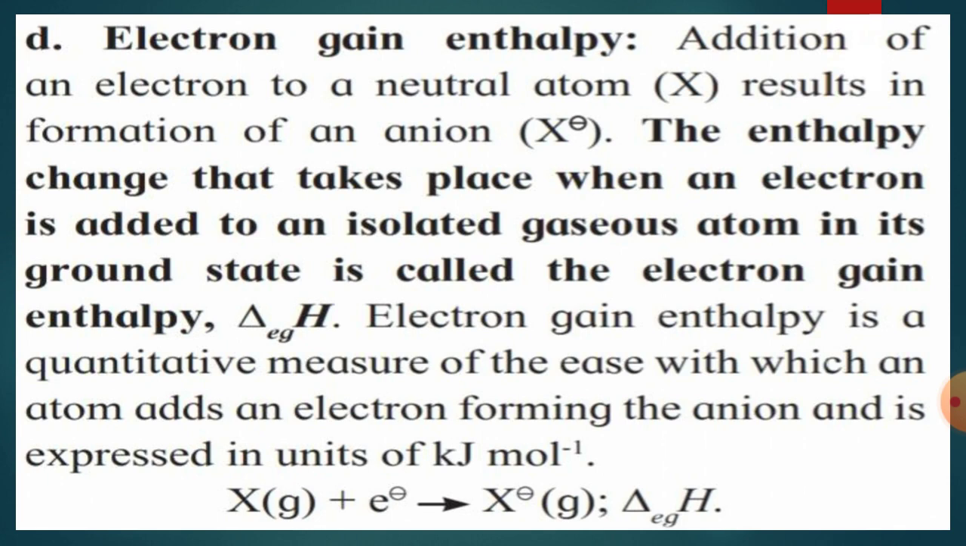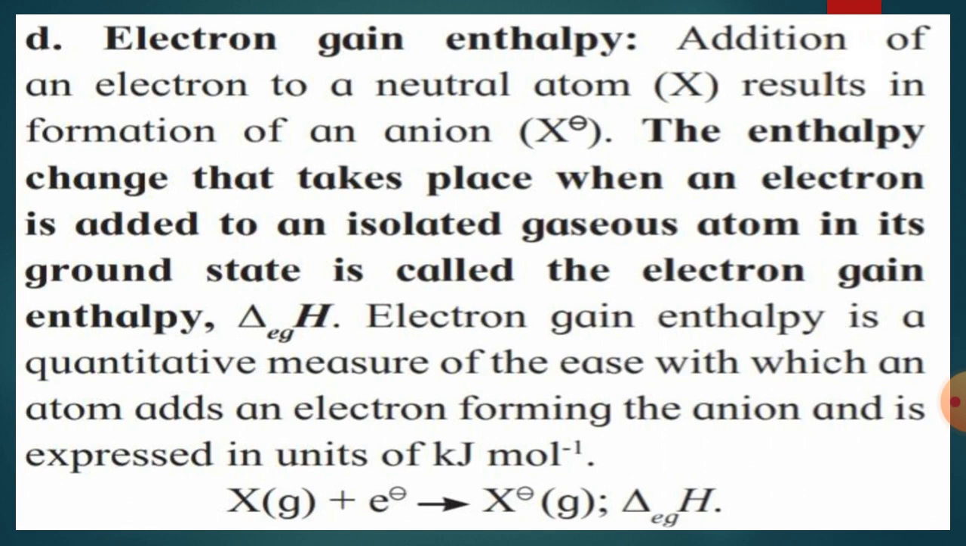The next physical property is electron gain enthalpy. What do we mean by electron gain enthalpy? As we know, when a neutral atom gains an electron, it results in the formation of an ion. A neutral atom is there; when it gains an electron, it gets converted into an ion. Such as X is a neutral atom, and when it gains an electron, it gets converted into X minus.